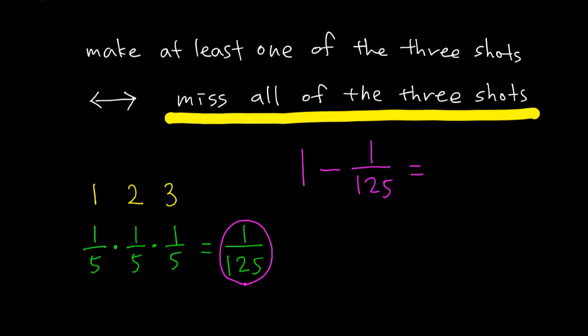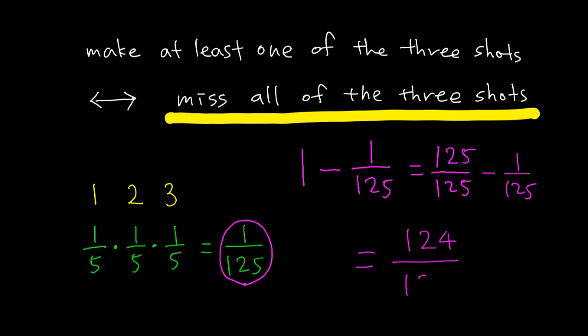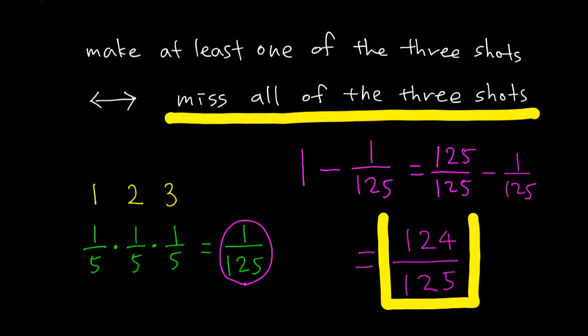If I use the common denominator, 1 can be written as 125 over 125 minus 1 over 125. And the final answer will be 124 out of 125, which is very much likely to happen. And that is the probability of making at least one of the 3 free throws. So remember, sometimes when things look ugly and complicated, try looking at the opposite side of the coin.